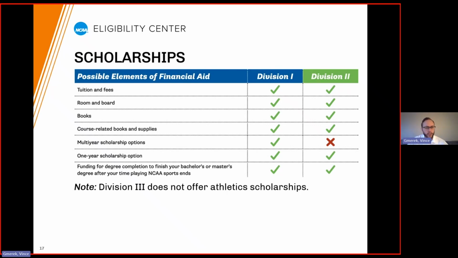Those potentially could cover up to your tuition and fees, your room and board, your books, any other course-related materials, and may even include additional funding beyond that. However, again, when you're engaging in those conversations with NCAA schools you're interested in attending, you just want to make sure to ask them about any specifics of any scholarship that they're either offering you or potentially may offer you so that you can know exactly what is and is not covered.